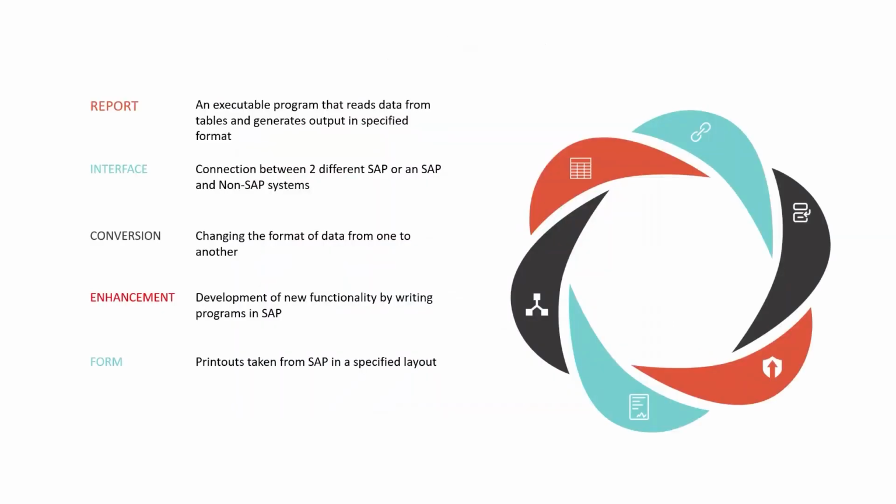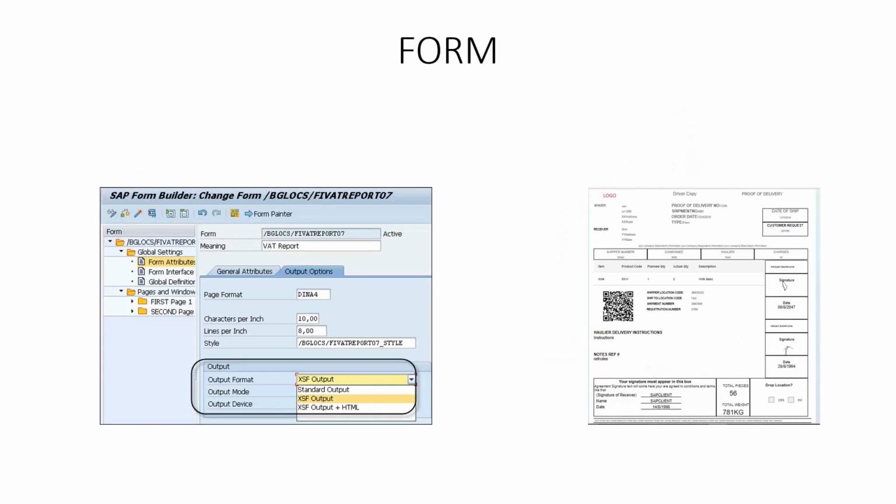The next object is forms. Forms are nothing but the printouts taken from SAP. It can be an invoice copy, a shipping bill, or anything. For example, the client requires to have their logo on every invoice printed, and also the format of the invoice should be as per their existing template which they're using. This can be achieved by developing an SAP smart form.